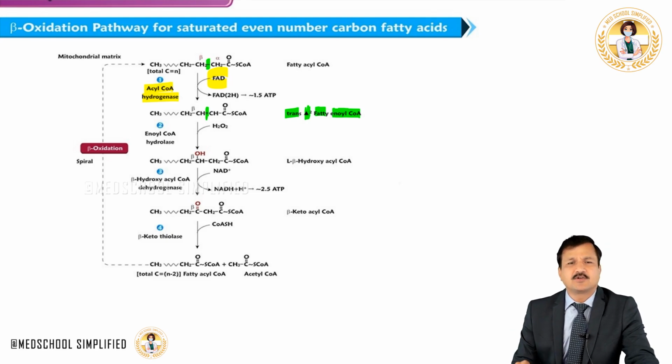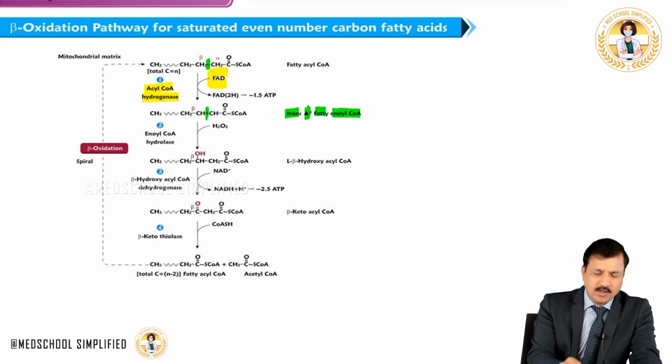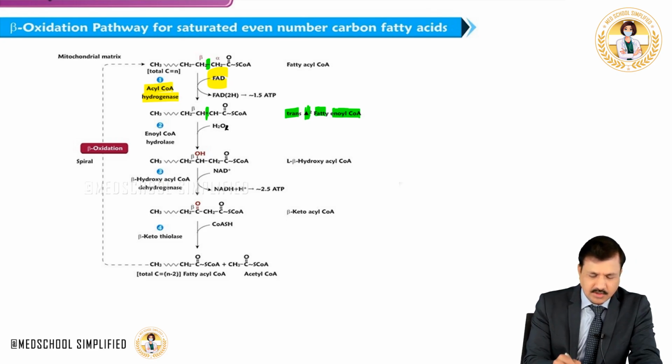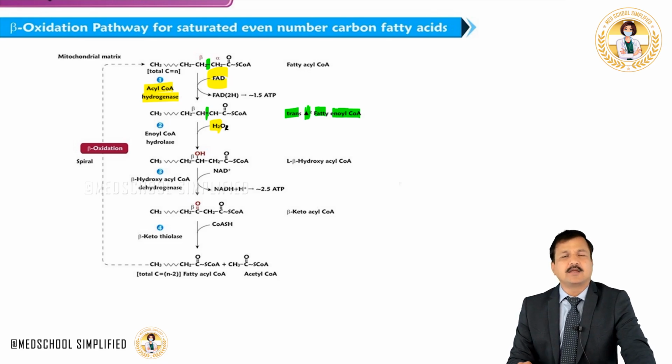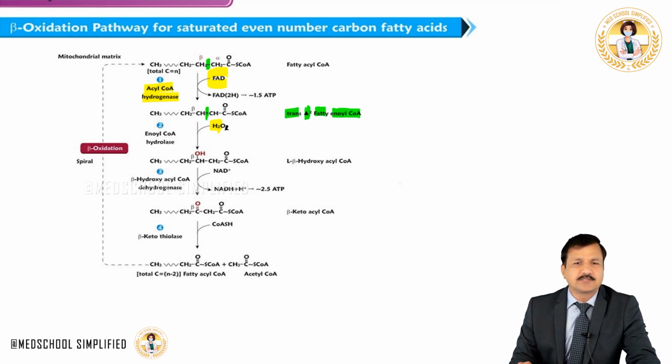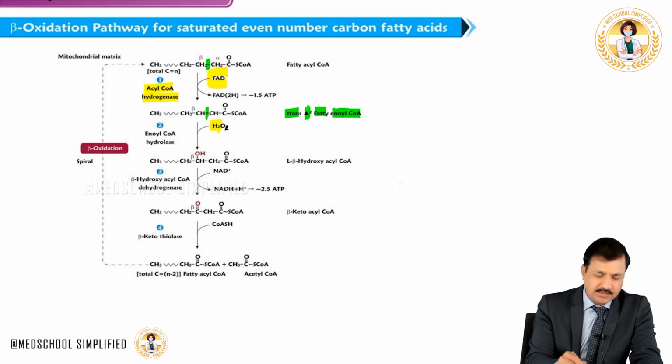Now this trans delta 2 fatty enoyl-CoA will undergo a hydration reaction, so a water molecule is added in there. It is catalyzed by enoyl-CoA hydratase. The water molecule is added, meaning a hydroxyl group is added over the beta carbon. That's where the beta oxidation starts now.